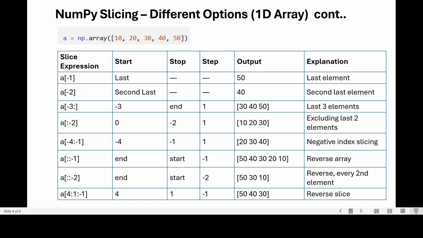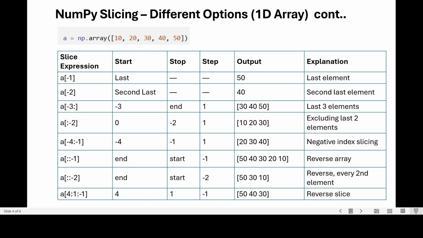Then the next expression a[::-1]. This is one of the most commonly used slicing expressions. The step value is -1, which means NumPy traverses the array in reverse order. So the output is the entire array in reverse order: 50, 40, 30, 20, 10. The next expression a[::-2]. Here NumPy again traverses the array in reverse order, but it selects every second element. So the output is 50, 30, 10.